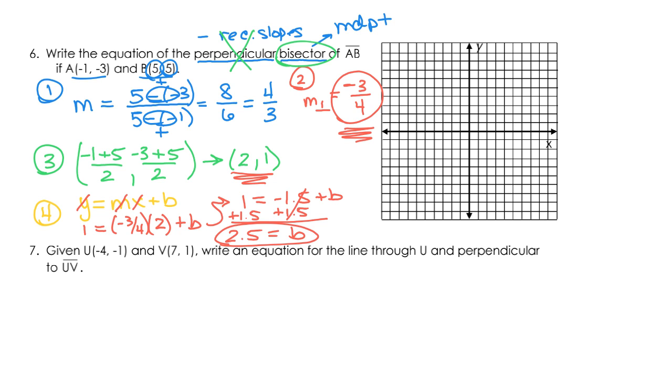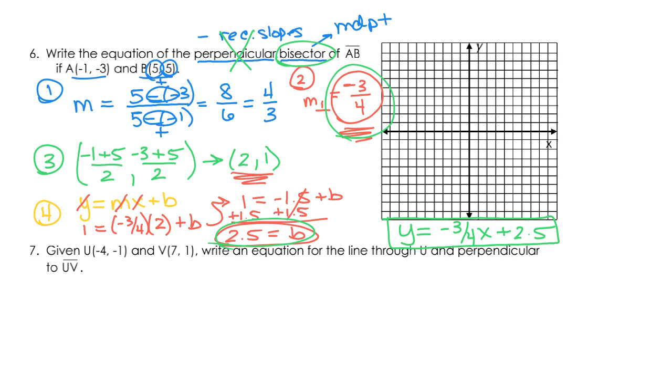And now we are going to take our 2 pieces and write the equation of our line. So we're going to have y equals our perpendicular slope from up here, which is -3/4, followed by x, and then our y-intercept that we found, which is plus 2.5. And there's the equation of our perpendicular bisector. It's perpendicular because the slope is negative reciprocal of the original, and it's a bisector because it passes through the midpoint because we plugged 2, 1 in to find the y-intercept.